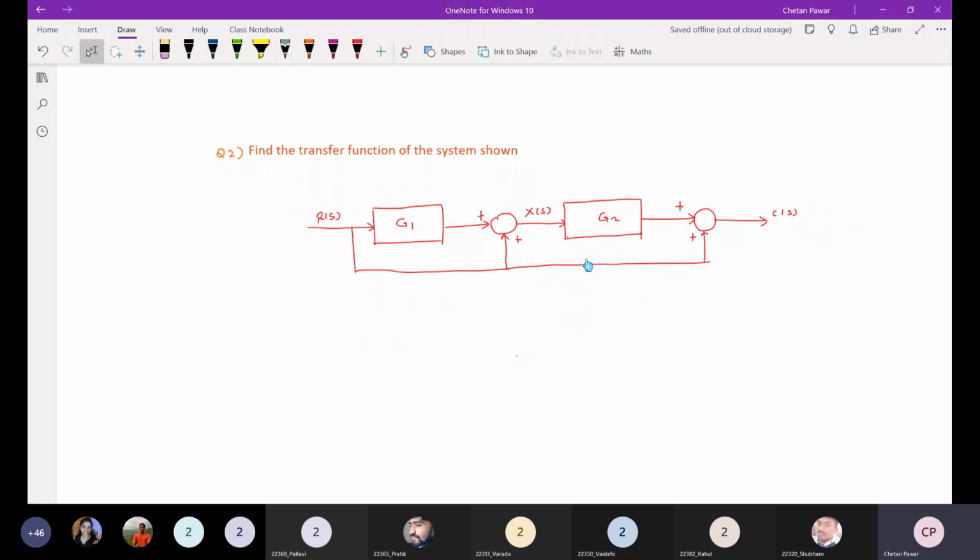So now can anyone tell me how many closed loops are there in this particular block diagram? Closed loop. 2. How? The first one and the second one. No. Look at the direction of the arrows. 3, sir. Look at the direction of the arrows. Sir, there is no feedback. It is feed forward. Yes, yes, yes.